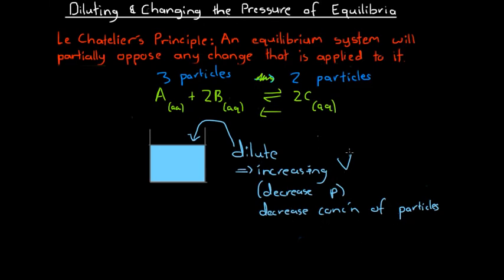Now, another consideration that's very important, although in a lot of cases, if we have a different number of particles on the reactant side and the product side, we will see a net forward or net back reaction as a result of a change in volume.